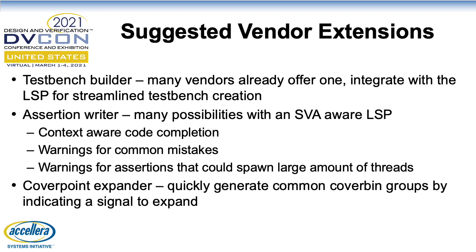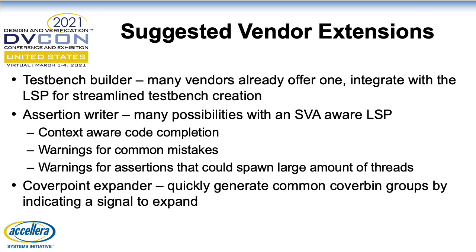Another idea is an assertion writer. There are many possibilities with an SVA-aware language server protocol. You could have context-aware code completion. You could have warnings for common SVA mistakes and issues. You could have warnings for assertions that could spawn a huge amount of threads, possibly in case you're not aware to do that. You can have your editor warn you about possible issues you might see with your assertions.